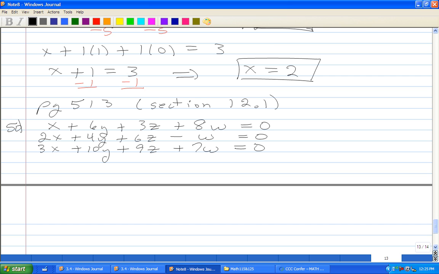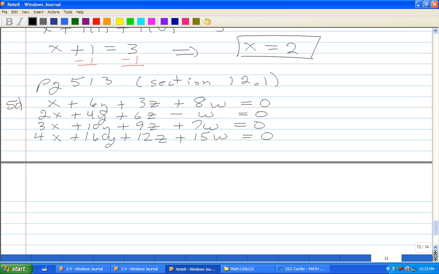I can already see what's happening here. 4x plus, oh really, 16y plus 12z, how nice, plus 15w equals 0. Okay, so I can see this is going to have a two-parameter family solution. So let's write my augmented matrix.